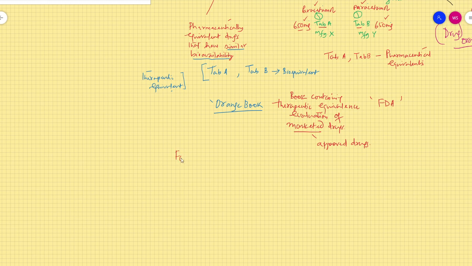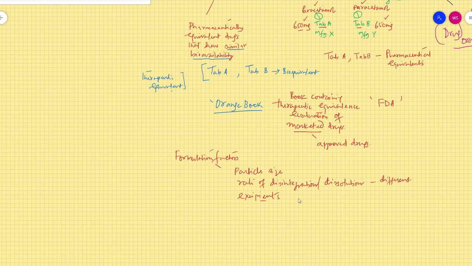like say factors like particle size, or maybe the rate of disintegration or dissolution might be different. Or maybe the excipients are different excipients.